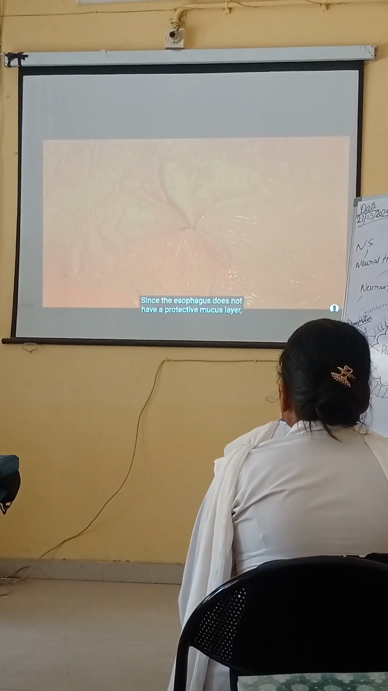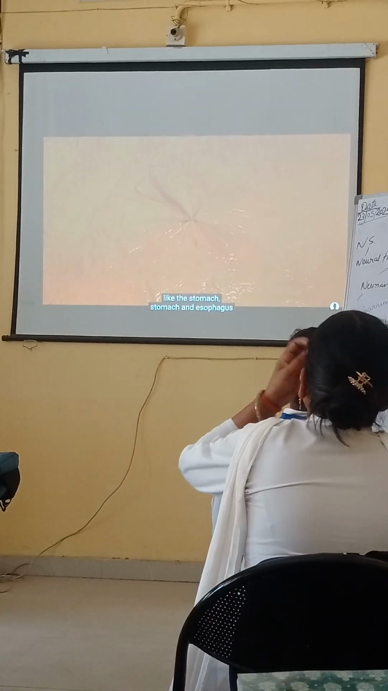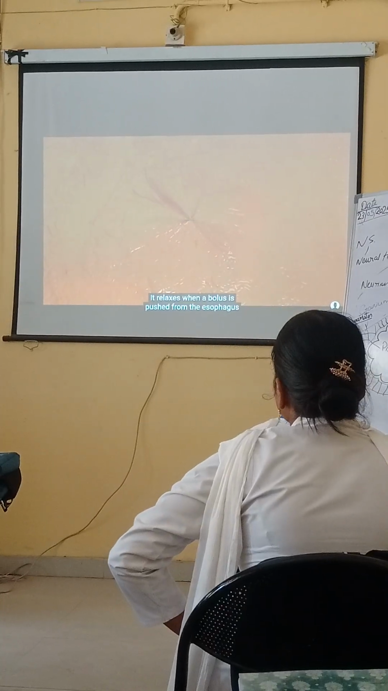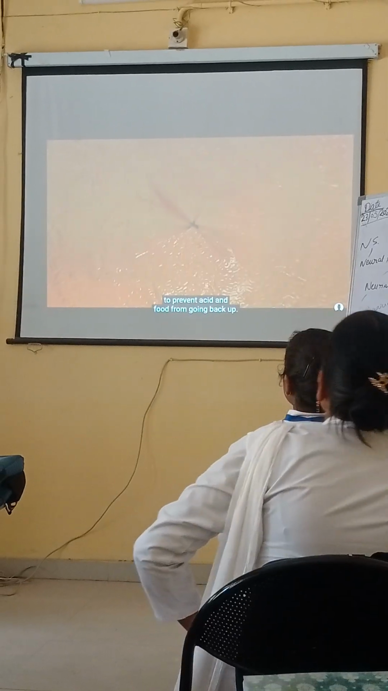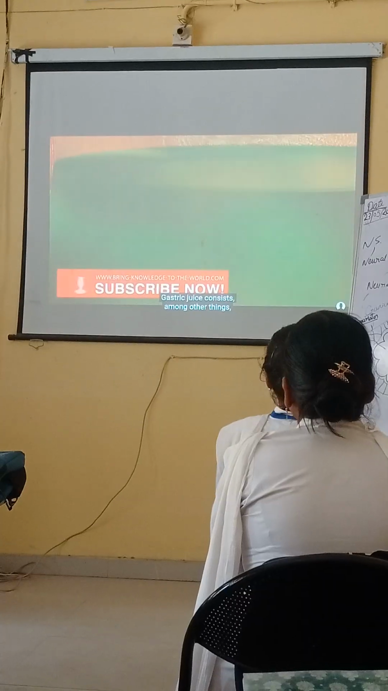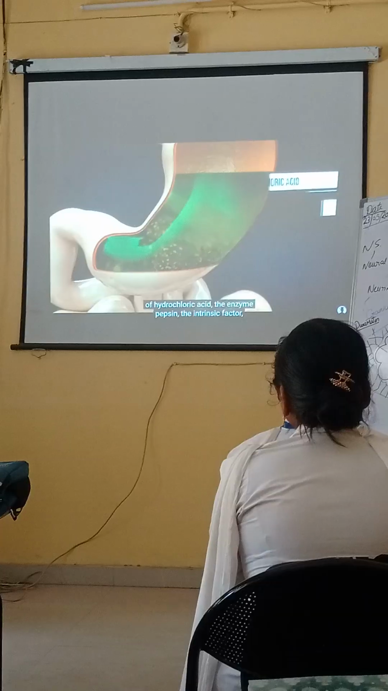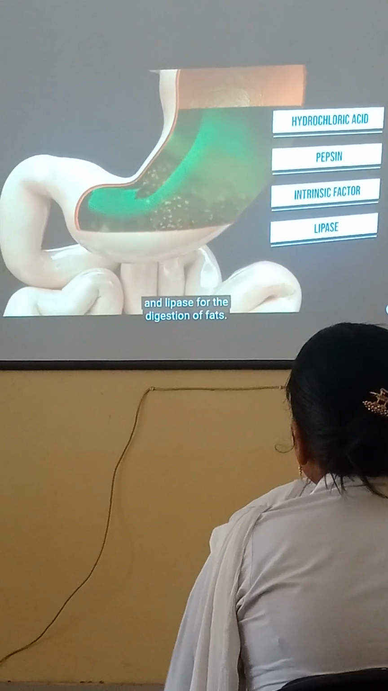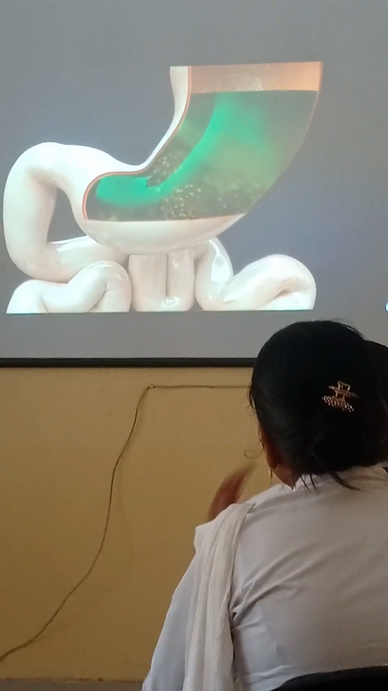Since the esophagus does not have a protective mucus layer like the stomach, the stomach and esophagus are separated by a sphincter. It relaxes when the bolus is pushed from the esophagus into the stomach and then contracts to prevent acid and food from going back out. Gastric juice consists, among other things, of hydrochloric acid, the enzyme pepsin, the intrinsic factor, and lipase for the digestion of fat. Lipase.